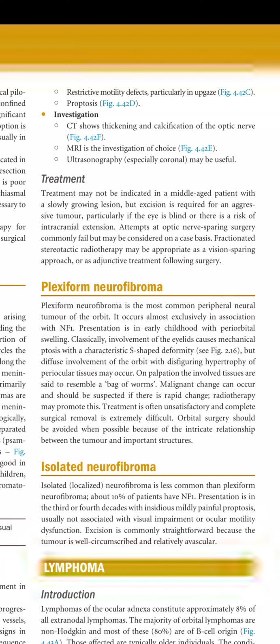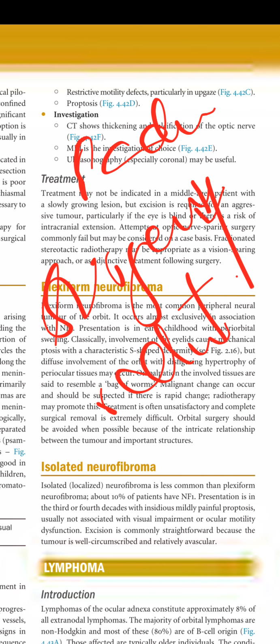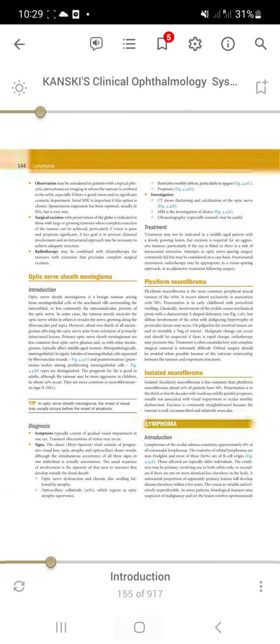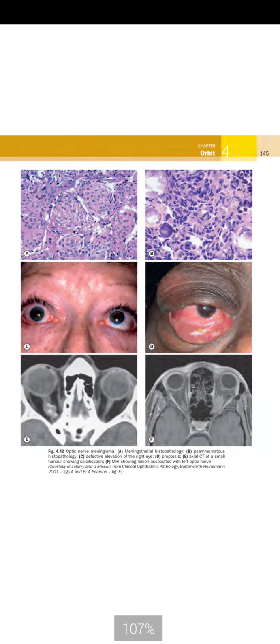So sometimes a vision sparing approach is radiotherapy, which is fractionated stereotactic, but sometimes it is used with surgery as an adjunct therapy, surgery plus radiotherapy. So this is the figure showing the optic nerve sheath meningioma.